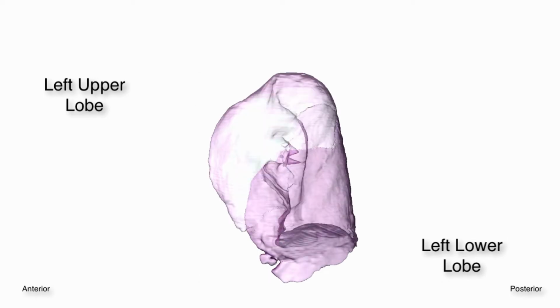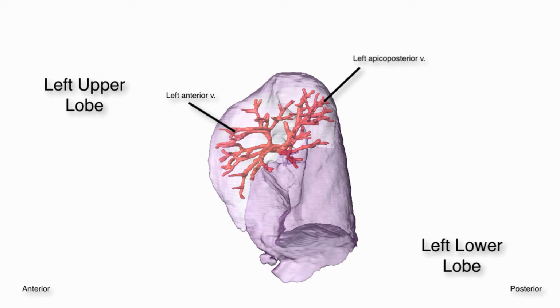The veins that drain the upper lobe are the left apico-posterior vein, the left anterior vein, and the left lingular vein.